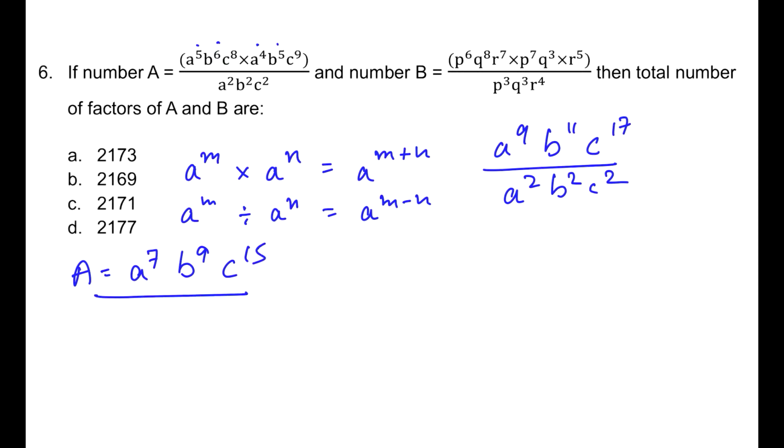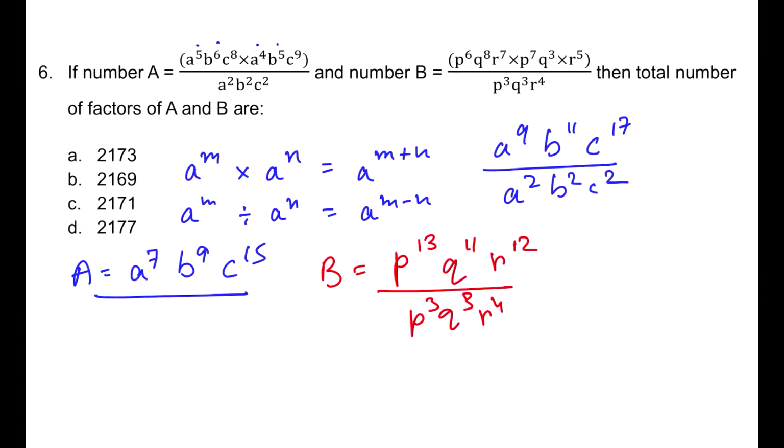आप please check कर लो कि आपको भी same value मिला या नहीं. Then I will talk about b. b के केस में मेरे पास है p to the power 6 plus 7, which is 13, q to the power 11 and r to the power 7 plus 5, that is 12. Divided by p cube, q cube and r to the power 4, which will give me the value as p to the power 10, q to the power 8 and r to the power 8.